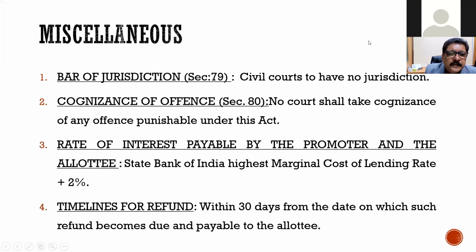Miscellaneous. Bar of jurisdiction. As per Section 79, civil courts have no jurisdiction. Suppose you have a dispute between the builder and you, a home buyer. You cannot go to the city civil court, neither can you go to the High Court. You have to go to RERA first. If you are not happy with the RERA order, you go to the appellate tribunal. If you are not happy with the appellate tribunal order, then you can go to the High Court. You cannot approach the city civil court or the High Court directly with this type of dispute.